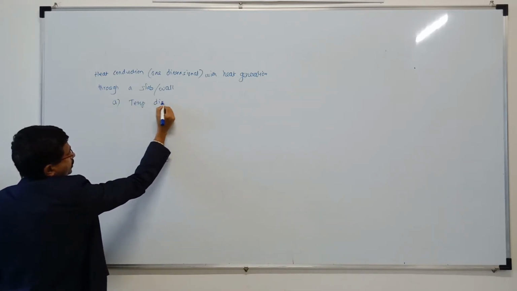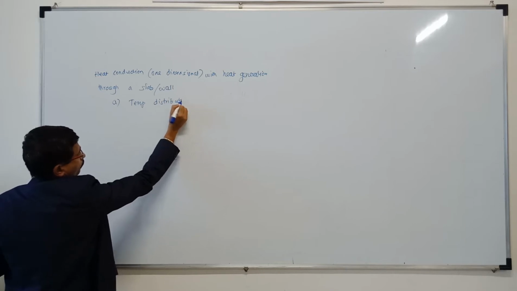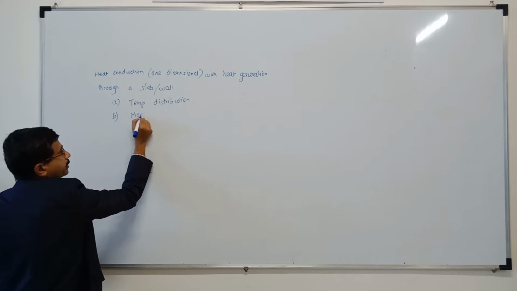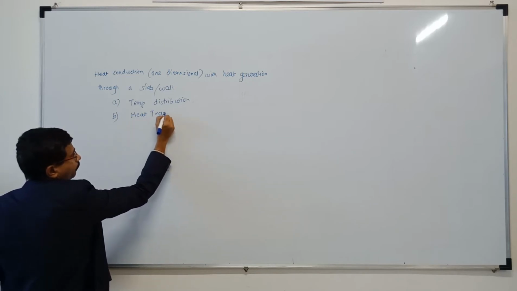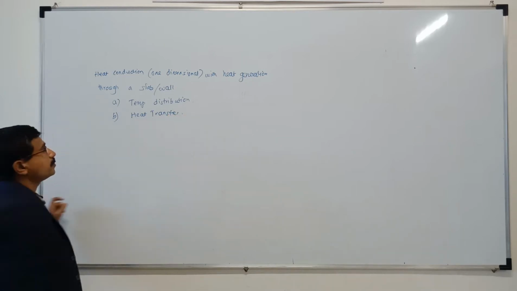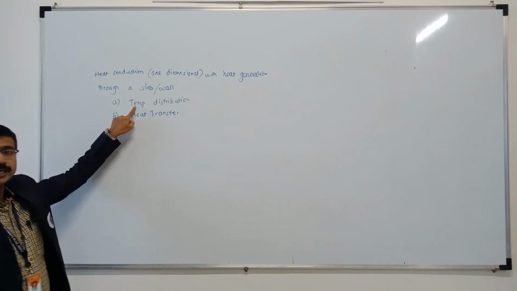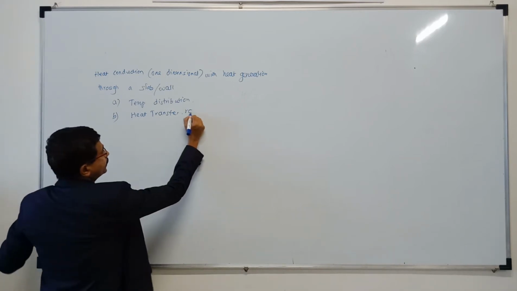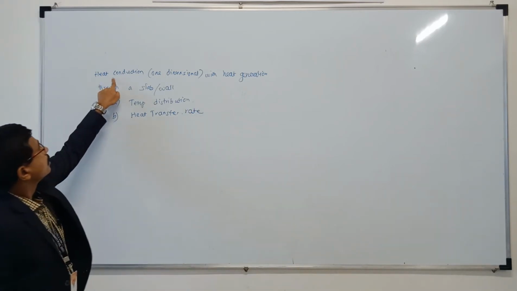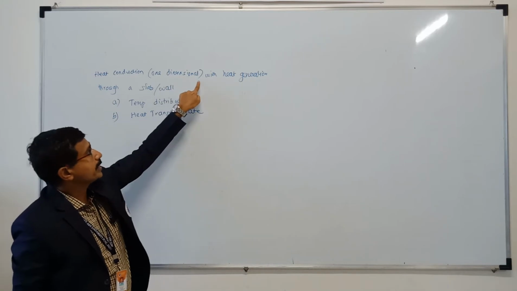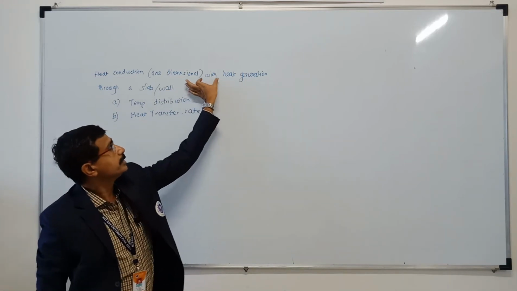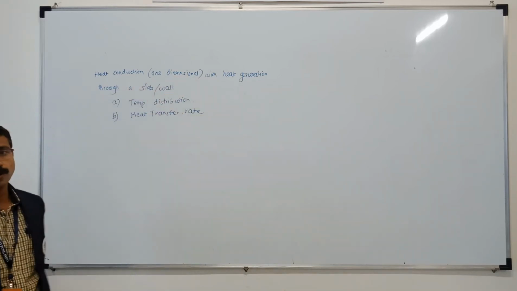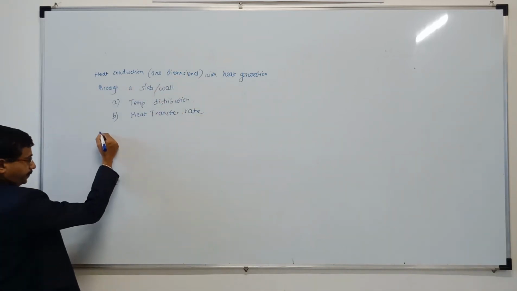First one is the temperature distribution and second one is heat transfer rate. So our objective is to derive the equation for temperature distribution and heat transfer rate for a heat conduction that is one dimensional with, not without, with heat generation through a slab or wall. So I will sketch the figure.